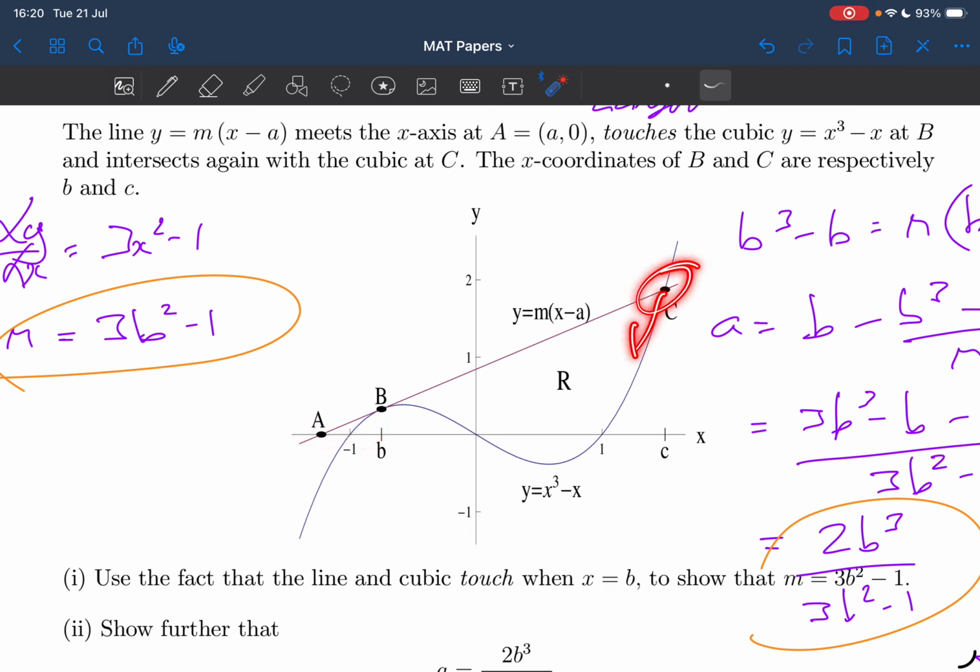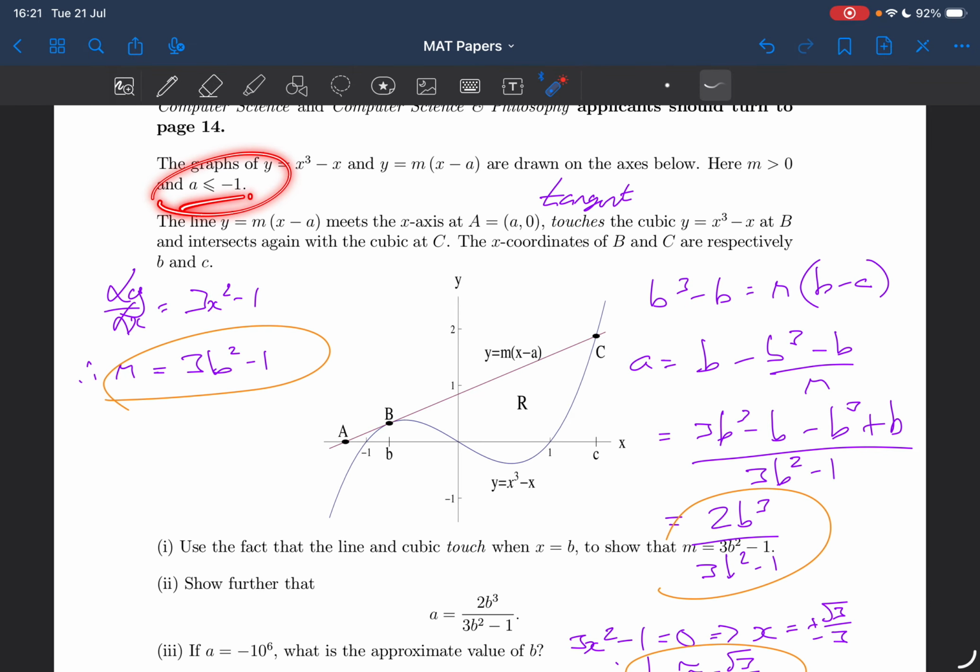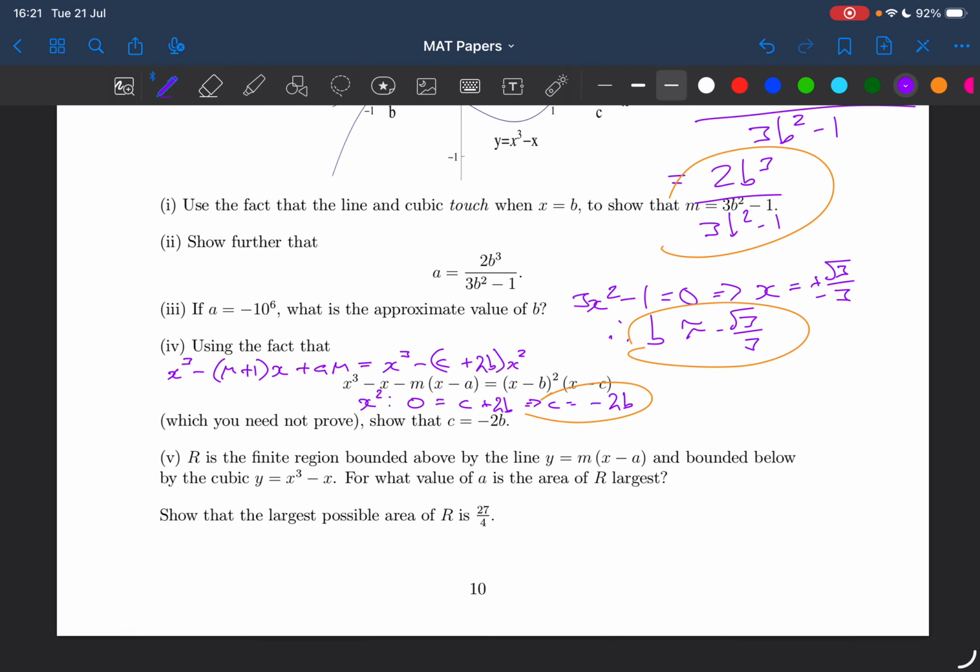You can see if I move C down, that's going to shrink the area, because I'm just going to lose this bit of it. And vice versa as well. If I lift it up, I gain this extra area. So ideally what I want to do is get C to be as high as possible. So that means bringing A to the right as much as possible. What was the limit on A? Less than or equal to -1. So we want that one.